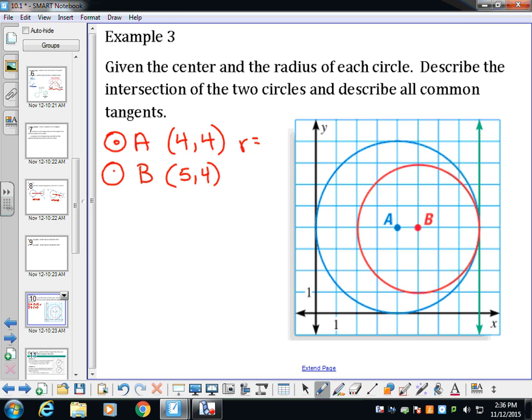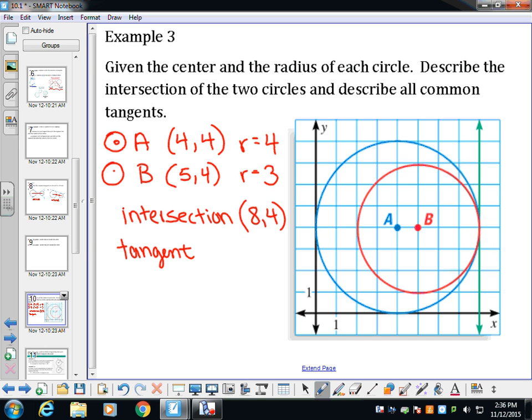The radius for A is 4. The radius for B is 3. The two circles have only 1 point of intersection, and it's 8, 4. The vertical line, x equals 8, is the only common tangent. That's basically all the information that I know.